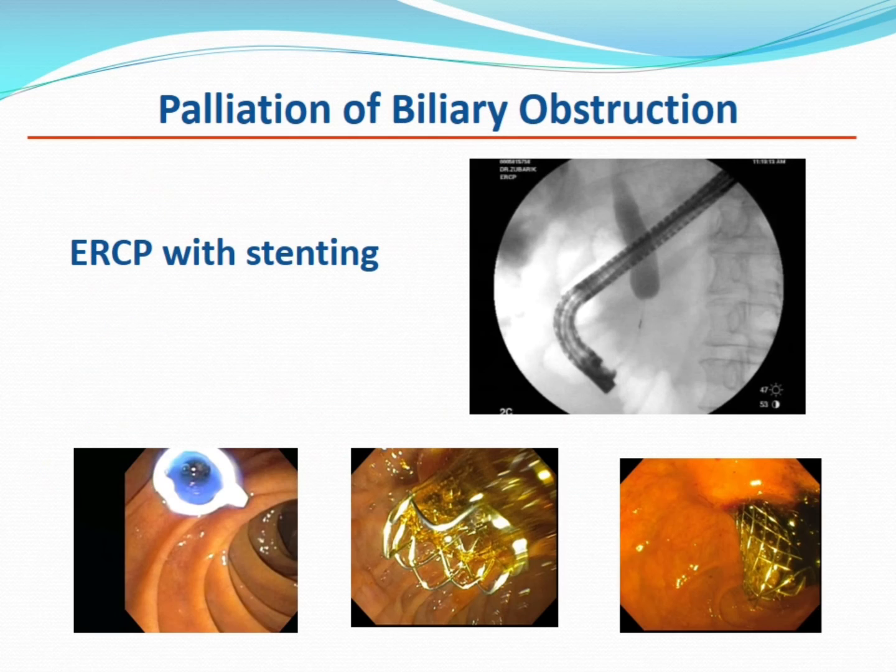For palliation of biliary obstruction, ERCP with stenting is more commonly used than the PTC drainage. Here we can see the fluoroscopic view of ERCP, and there is a long structure suggestive of pancreatic head cancer. Stenting here, endoscopic view with the stenting. This is a plastic stent. This is an endoscopic view with metallic stenting.